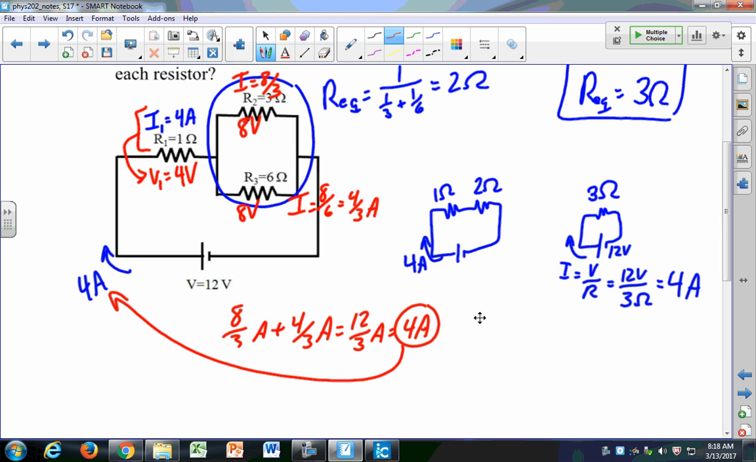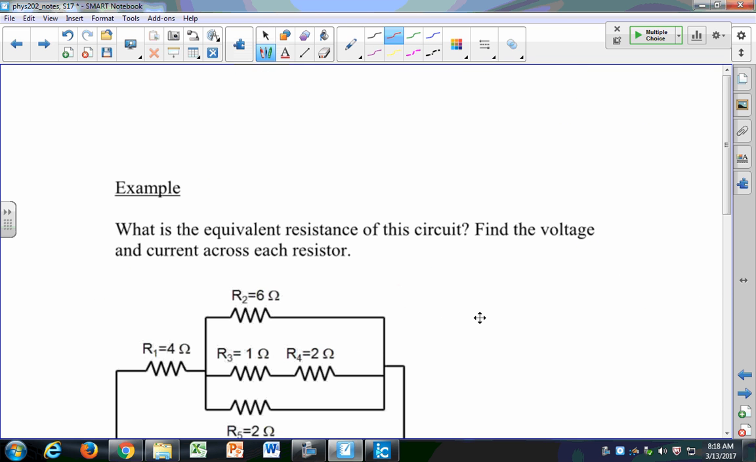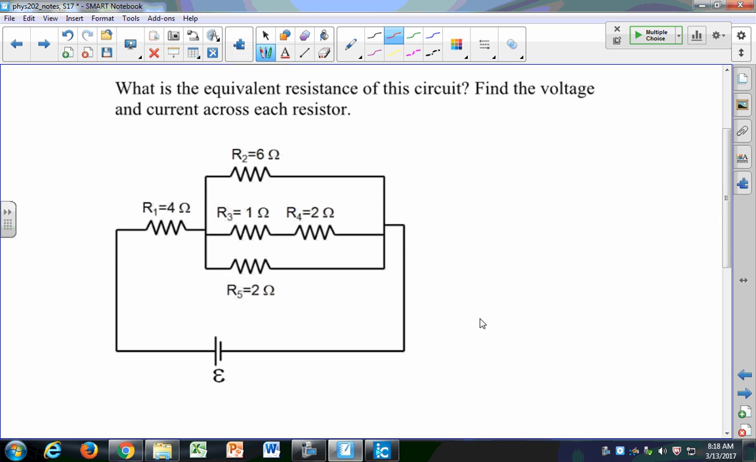Need to master this type of circuit, and then we'll move to the others. So I think there's one similar to it in your homework. This one's a little more complicated. Notice the only thing that I've done here is I've added another resistor right here. Let's find the equivalent resistance of this circuit.